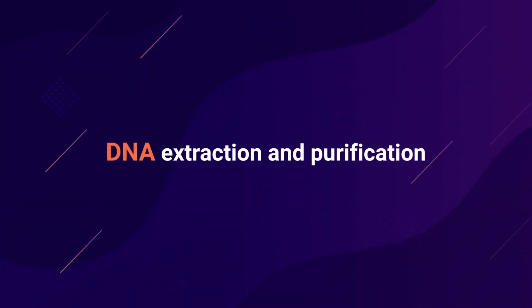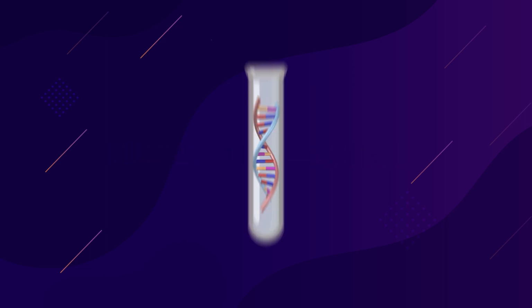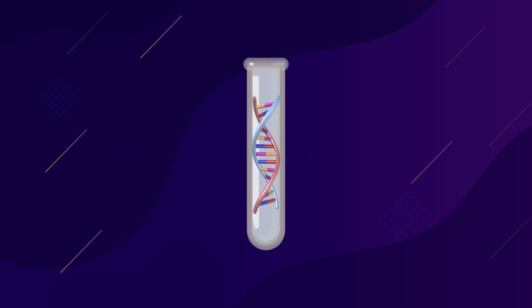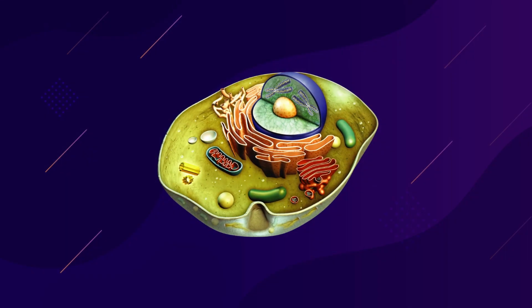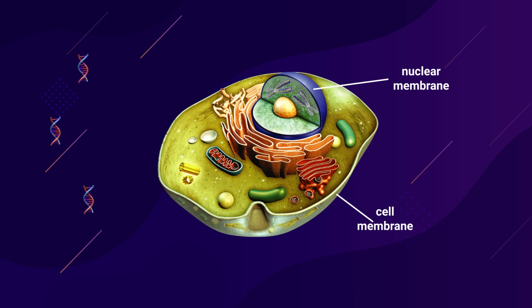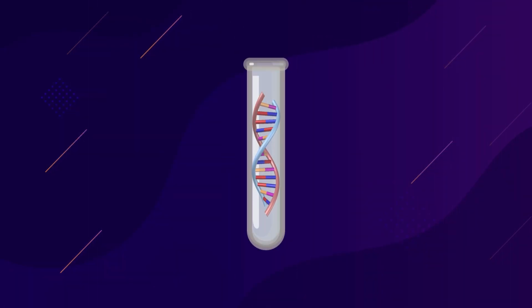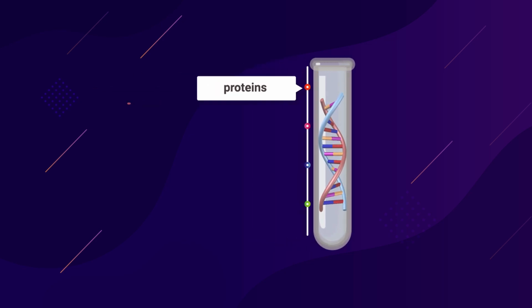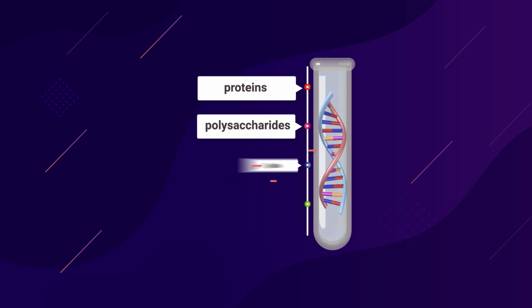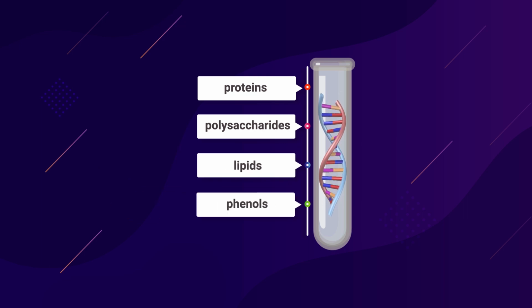DNA extraction and purification. DNA isolation protocols comprise the basic steps of disruption of the cell wall, cell membrane and nuclear membrane, to release the DNA into solution, followed by precipitation of DNA while ensuring removal of the contaminating biomolecules, such as proteins, polysaccharides, lipids, phenols and other secondary metabolites.